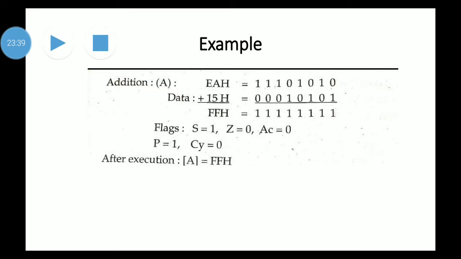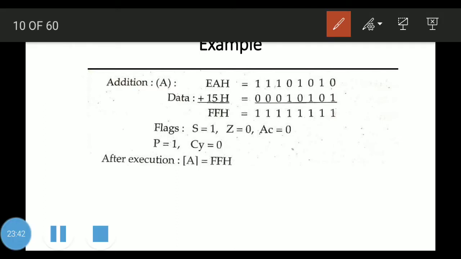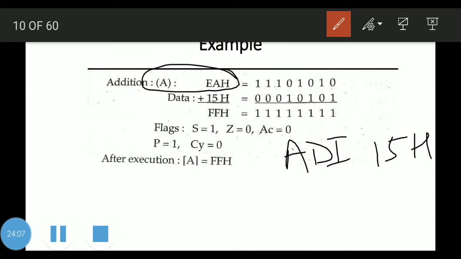In this example, suppose I use an instruction like this. If I write ADI EAH... Now ADI, suppose we have written ADI 15H. Okay, now what is there in the accumulator? See, the content of the accumulator is EA. What is there in 15? This EA will be added with 15.